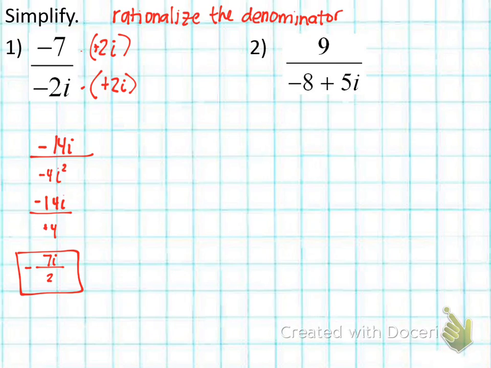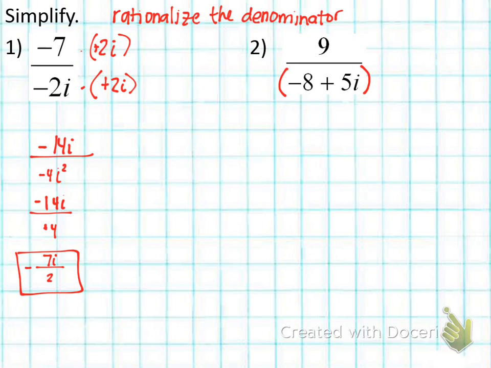Number 2, we got 9 over negative 8 plus 5i. Everything in the denominator is in its own parentheses. It's just grouped there. We just assume that they're grouped. Okay. So denominator has an imaginary number, so it's complex. I have to rationalize it. Okay.